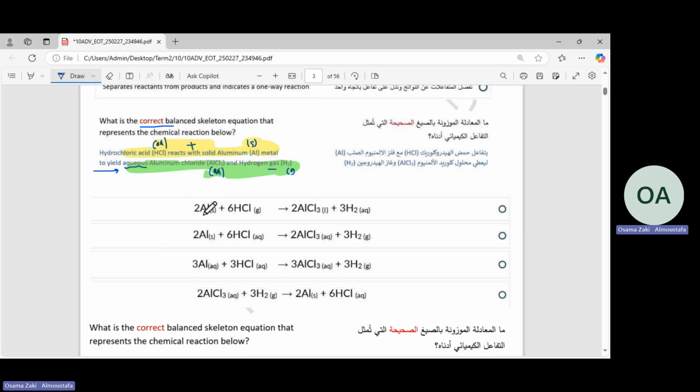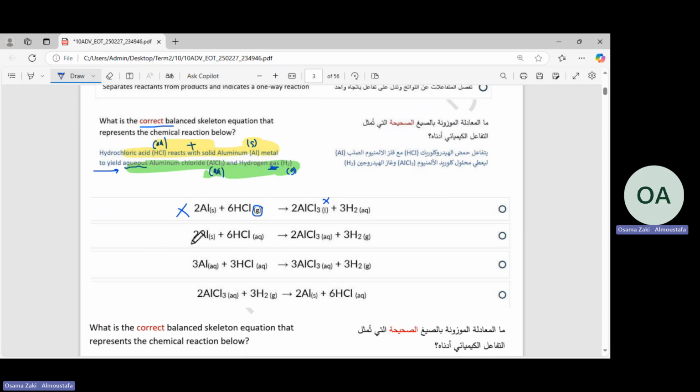So let's check. The first one, Al solid, that's correct. HCl gas? Is it gas? No, this is aqueous, so this is not correct. And AlCl3 is liquid here, but it should be aqueous, so this is not correct. And H2 is aqueous here, but H2 is gas, as you see. So this is not correct.